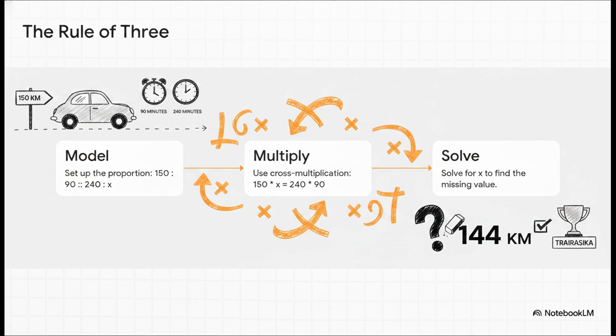Step 2, we use cross-multiplication. We multiply 150 times x and set it equal to 240 times 90. In step 3, we simply solve for x, which gives us 144 kilometers. Trirashika strikes again.